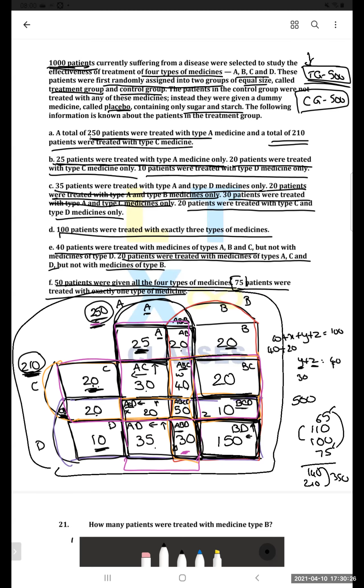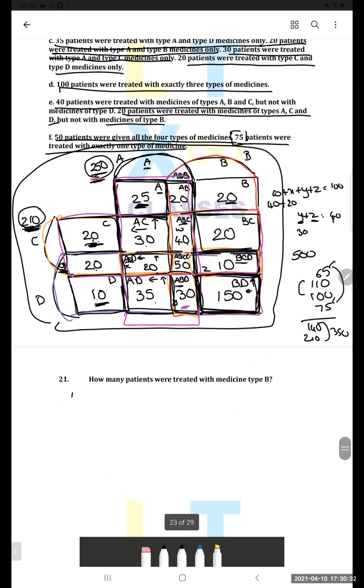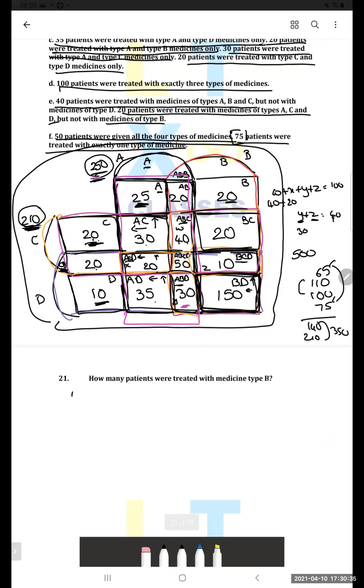Followed? Yes, sir. Okay, now let's look at the questions. See if we can solve them fast. How many patients were treated with medicine type B? Answer? 20. Did they say medicine type B only? No, sir. So will it be 20? If you see how many patients were treated with type A, it says 250. Type C is 210. Similarly, for type B, it could be any combination of B. But if they are administered medicine B, you have to count that as being under B.